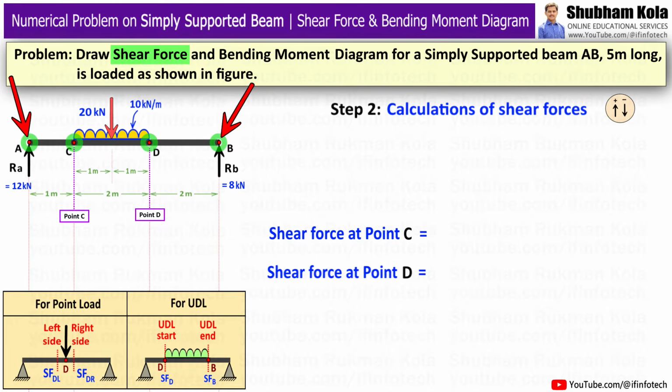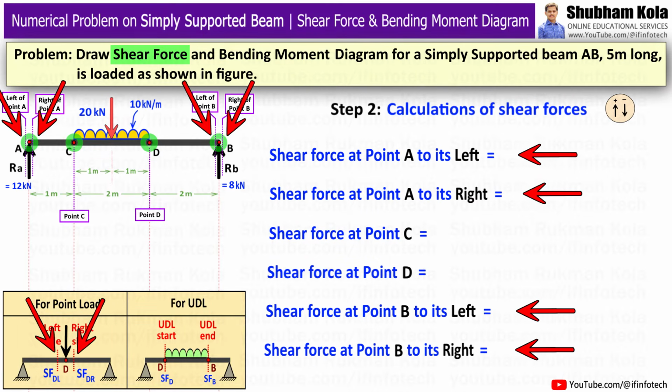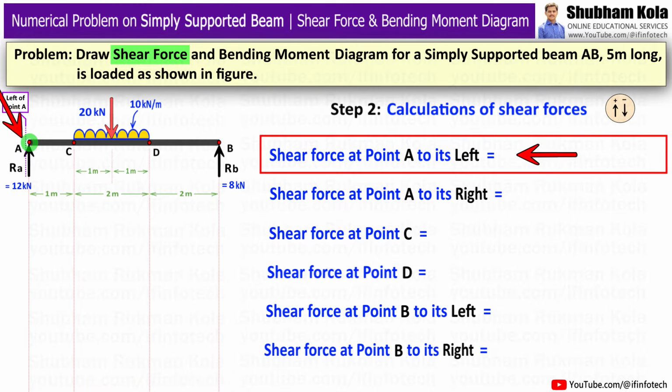And here at point A and point B, there are support reaction forces RA and RB, which are the point loads. And since these are the point loads, hence as per the rule, for point load, I will calculate the shear force values at left side and right side of point A and point B. Therefore, first to calculate shear force at point A to its left, that is SF at A to the left, equal to. So as you can see, there is no force acting at the left side of point A. Therefore, SF at A to the left equal to 0.